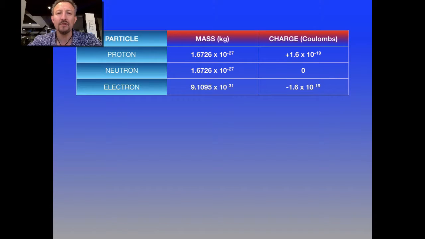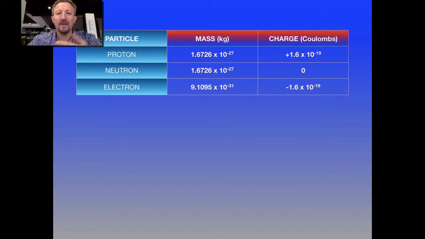One thing which is also worth noting is that the charge of the protons and the electrons are identical. You'll notice that they're both 1.6 times 10 to the negative 19 coulombs, but the proton is positive and the electron is negative. As a result, when they combine together, they produce a neutral atom.